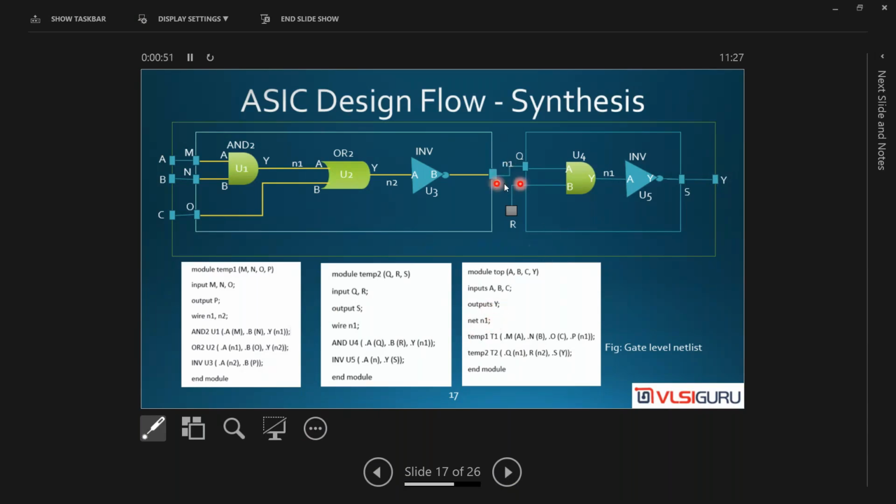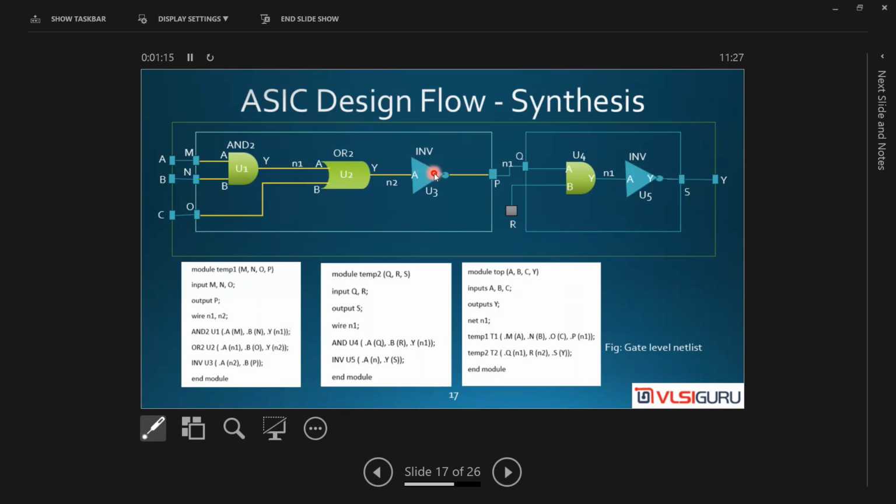So here, inside that, two small modules are there. But outside those modules, N1 is some wire connection. So it's showing N1, that's it, right? And it's calling two modules, temp1 and temp2, right? So where is temp1? This is temp1. It is having AND gate, OR gate, and inverter.